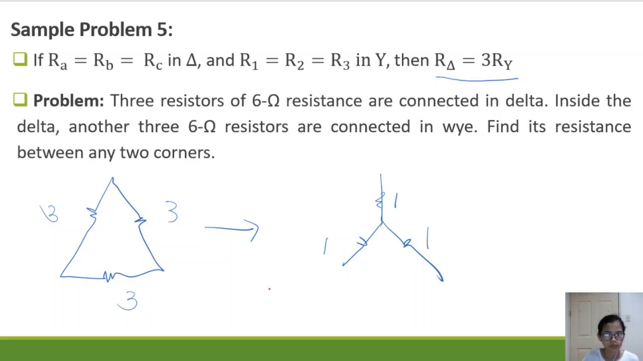Or, if this is given and you are to convert this into this one, it is said that if you are given a Y and you are to get the delta, R delta equals 3RY. That's why, if you have here 1 ohm, your delta connected resistors would be 3, 3, and 3. Okay?